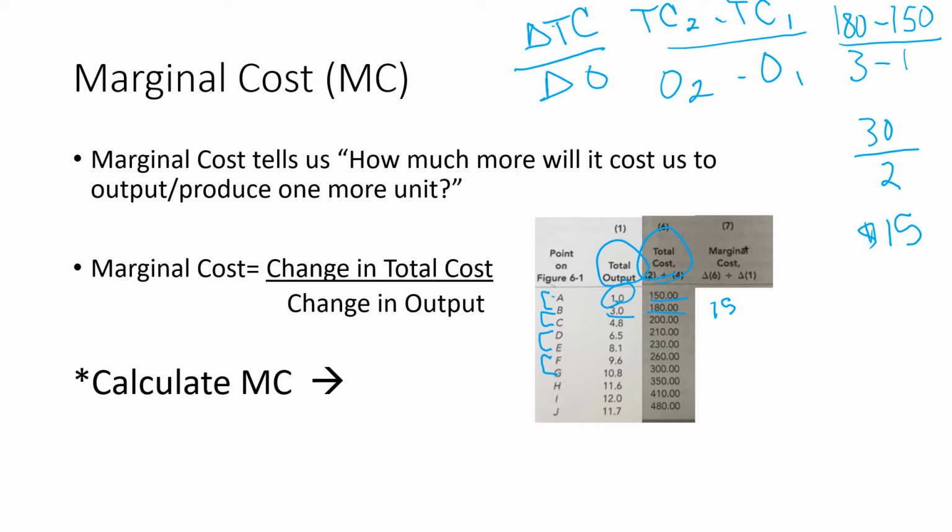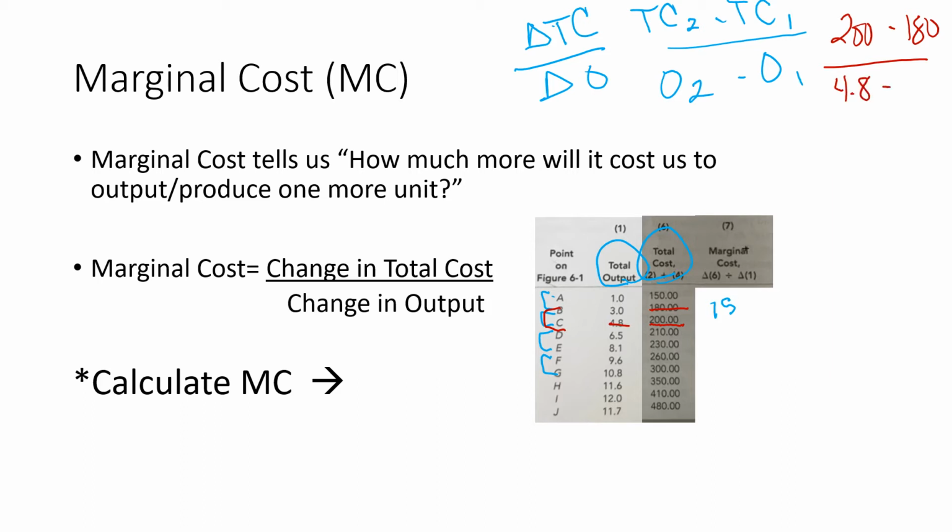Okay, so we can do the same thing from B to C. So let's erase this and let's look at B to C. So from B to C, we have our cost. Let's erase that too. Okay, so from B to C, we have our total cost 2 as 200, our total cost 1 as 180, our output 2 as 4.8, and our output 1 as 3.0.